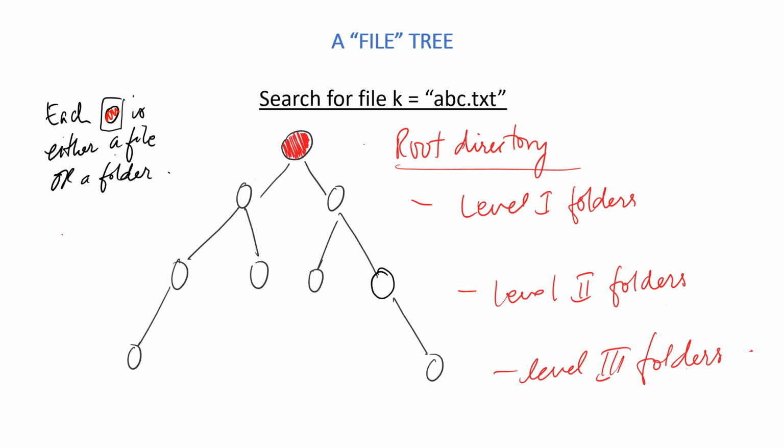Right. So the question is, I want to find the file abc.txt in this tree. For argument's sake, assume this node here, actually let me mark it in green, is where we have abc.txt. How do I then have a strategy to go and find abc.txt in this entire tree?